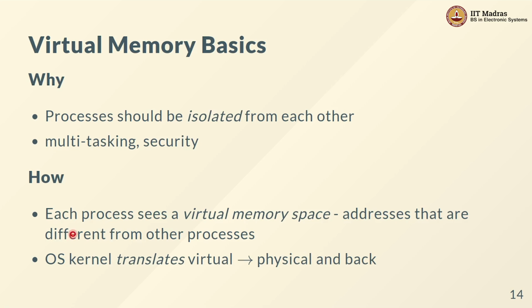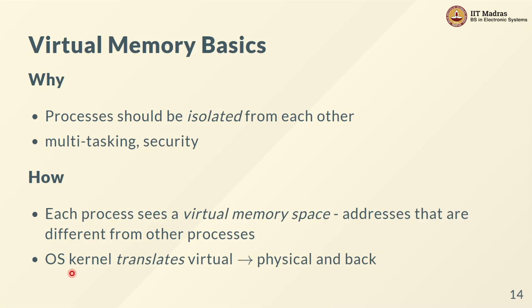Practically, the operating system provides a virtual memory space to every process, right? And this is a set of addresses that are different from other processes. When I say different, the interesting thing to keep in mind is that two different processes might both see the address, let's say, 1, 2, 3, 4, but that address corresponds to different physical memory locations for the two processes. And that translation between the virtual address, which is what the process sees, and the physical address, which is where it is actually stored, is handled by the operating system.